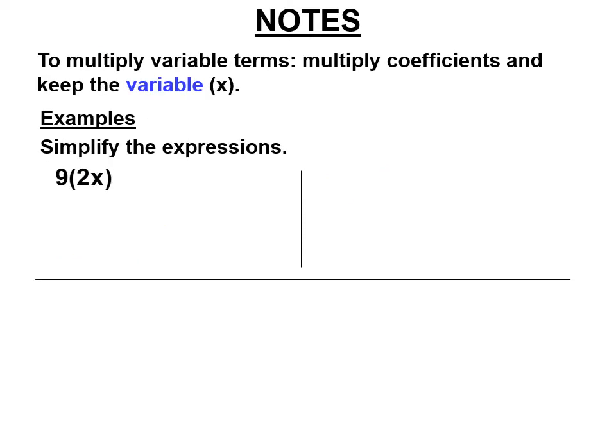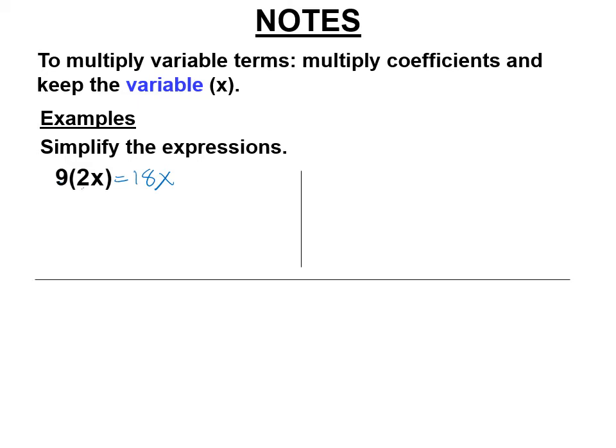All right, so we're going to be multiplying variable terms. Now, they do not have to be like each other. When you add or subtract, the terms have to be like each other, but you can multiply anything. All right, so we're going to multiply 9 times 2x. 2 is the coefficient. We're going to multiply that coefficient, 9 times 2, and keep the variable. That's all you got to do.